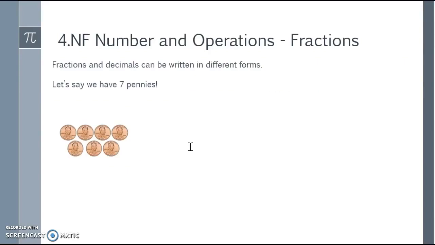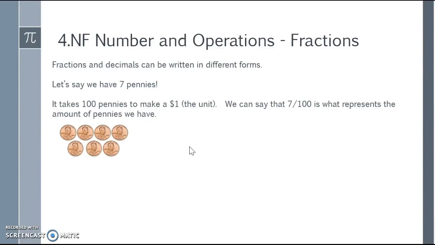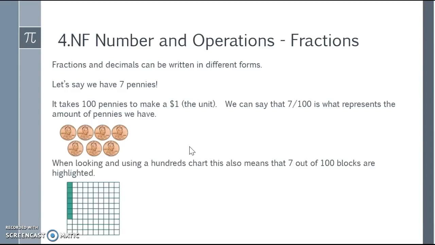Fractions and decimals can be written in different forms. So let's start off by saying that we have 7 pennies. We know it takes 100 pennies to make a dollar. A dollar is the unit. We can say that 7 out of 100 is what represents the amount of pennies we have. When looking and using a hundredths chart or a flat, this also means that 7 out of 100 units are highlighted. We say this is 7 hundredths.